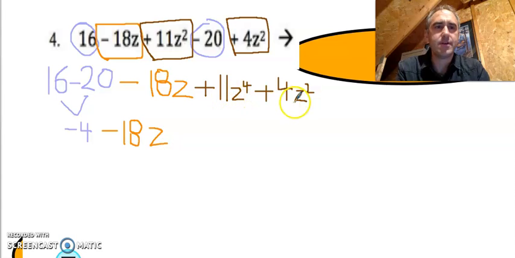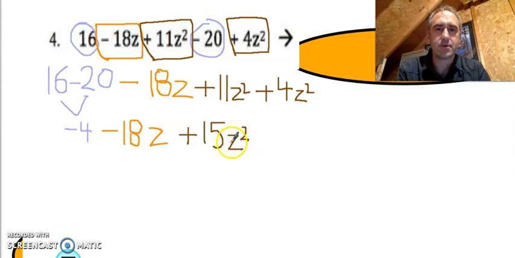And when I put 11 and 4 together, what do I get? They're both positive. 15. Oops, I see that I made a mistake here. That should be z squared. So the z squareds come down, and we just write them as a z squared. I made that mistake earlier.